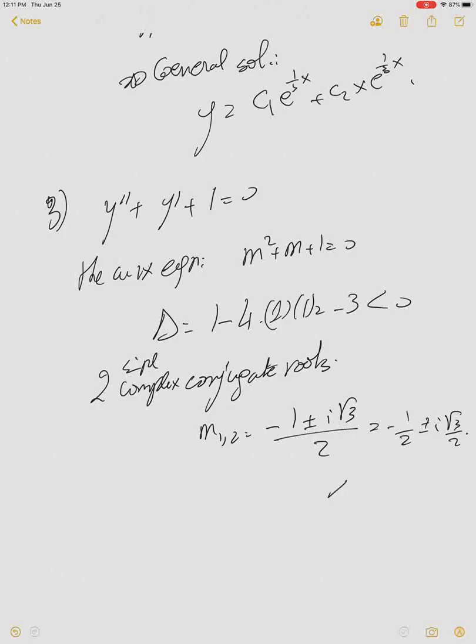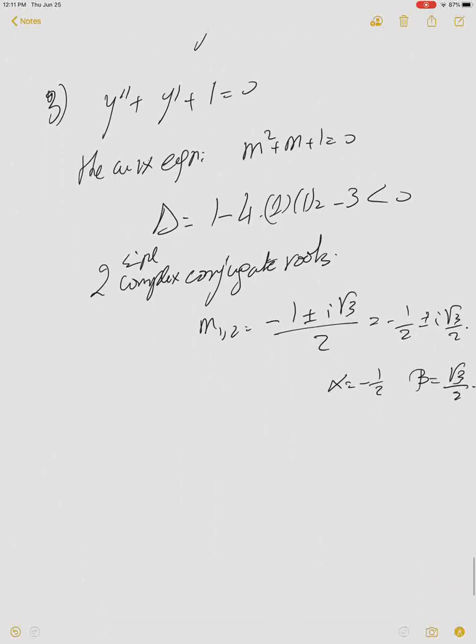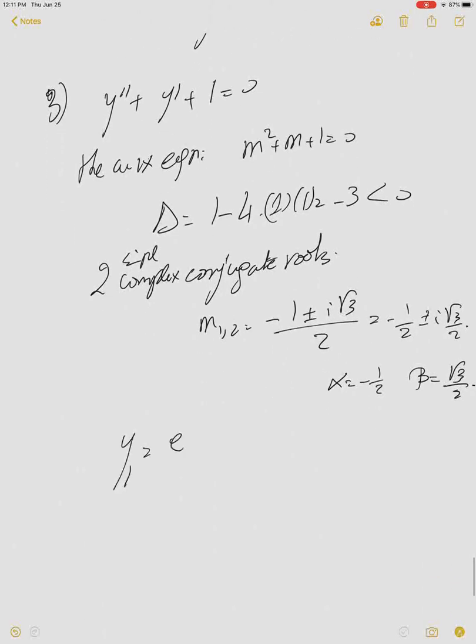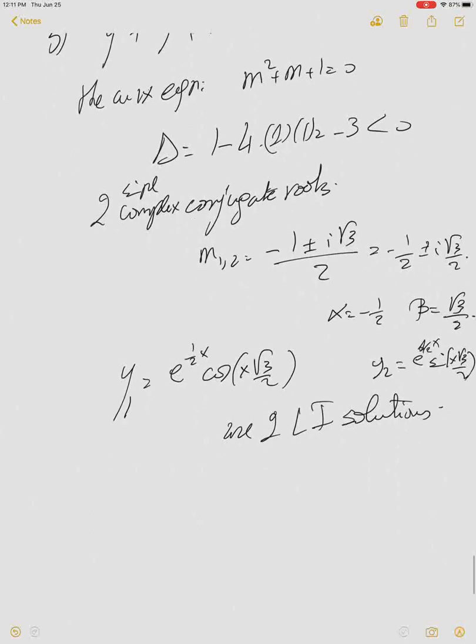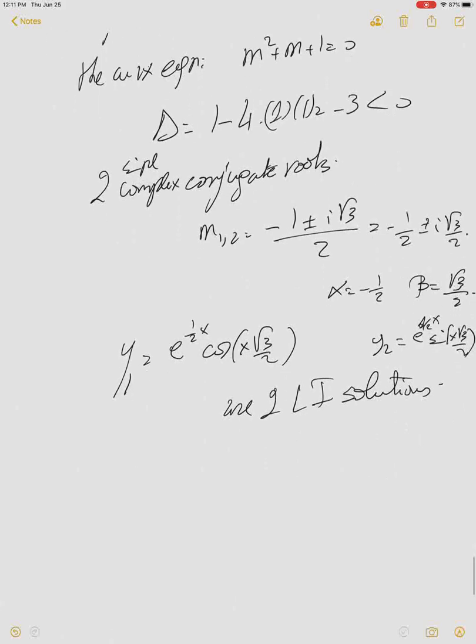Okay? Then what is my alpha here? It's minus half. What is my beta? I choose one of them. It's enough to choose one of the two solutions. Square root of 3 over 2. Then y1 equal e to the minus half x cosine x square root of 3 over 2, and y2 equal e to the minus half x sine x square root of 3 over 2 are two linearly independent solutions. As I told you, because the ratio here is not a constant.